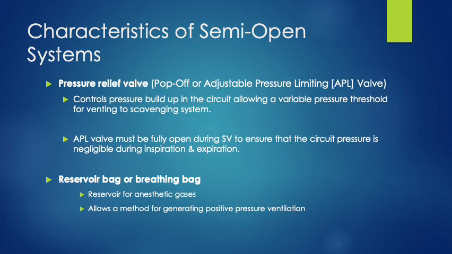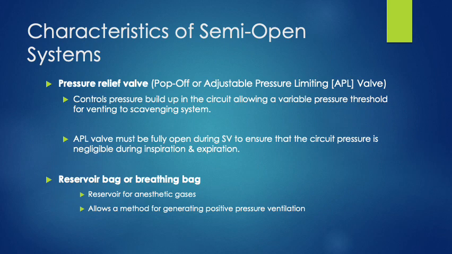Additional components of the semi-open system include a pressure relief valve. You'll hear this referred to as a pop-off valve or adjustable pressure limiting valve or APL valve. This controls the amount of pressure that you can build up in a circuit, allowing variable pressure thresholds for ventilating to the scavenging system. In a spontaneously breathing patient, the APL valve must always be open. If it is closed, your patient will not be able to exhale. So it's really important to remember: spontaneously breathing patients, APL valve should be open.